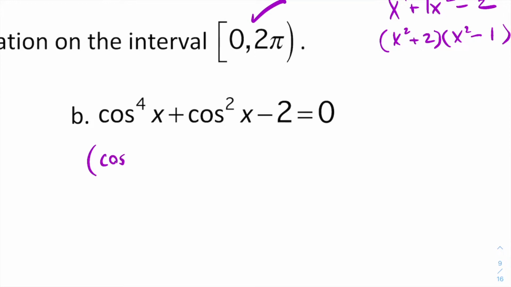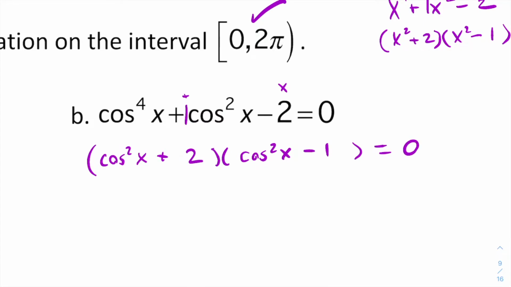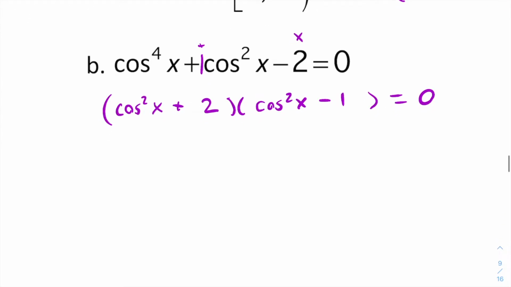So this first one here will be cosine squared of x times cosine squared of x for the front right there, that would FOIL back in. Now we need things that once again multiply to negative 2 that add up to positive 1. So that would be positive 2 and minus 1. And then now you can set your factors individually equal to 0. We can go cosine squared of x plus 2 equals 0.